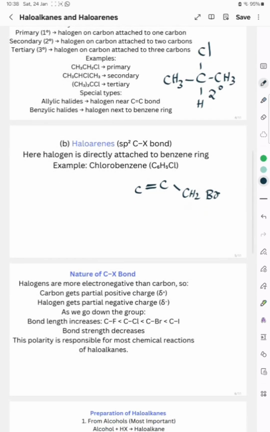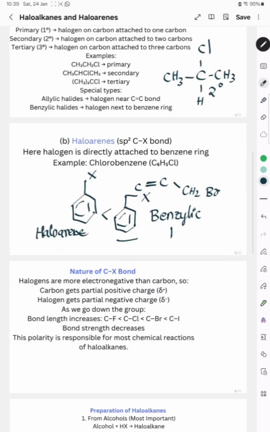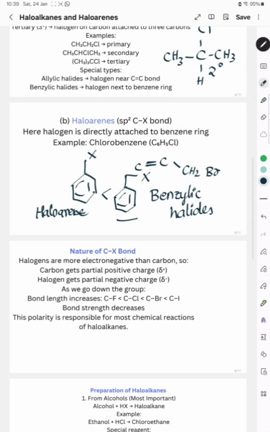Benzylic halides are the halogen which is present next to benzene ring. Like if we take benzene ring, here if the halogen is here, it is haloarene, and if the halogen is here, this is benzylic halide. Here we should take care between these two. This is a haloarene. And coming to the stability, this is very much stable than this. So benzylic halides are more stable. We can see the reason for the stability of the benzylic halides later on.